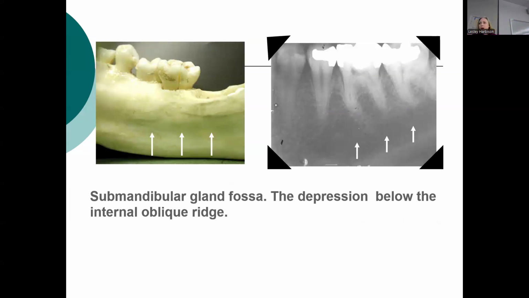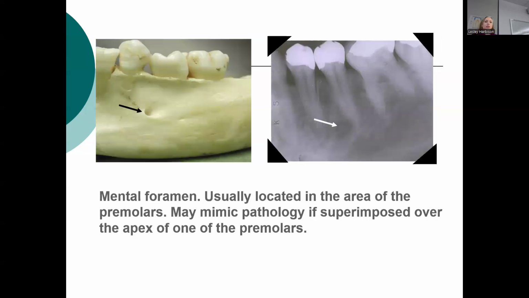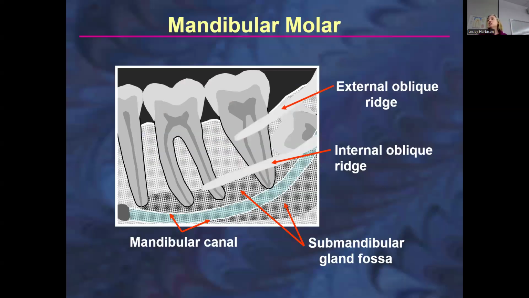Okay, so this is the submandibular gland fossa. You can see how it's a thinned out portion of the bone. It's running down by the molars. And like I said before, I like to think about it as sort of a large oval around the mandibular molars. So that's the submandibular gland fossa. There's the mental foramen. You're usually going to see it down by the apex of the premolars or between the premolars. It's usually a pretty good circle, rather uniform in shape.